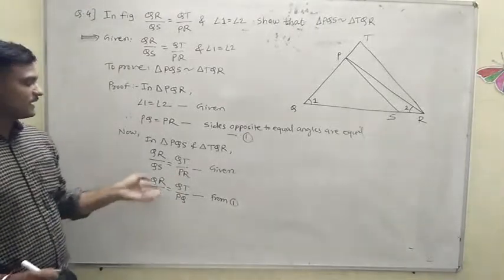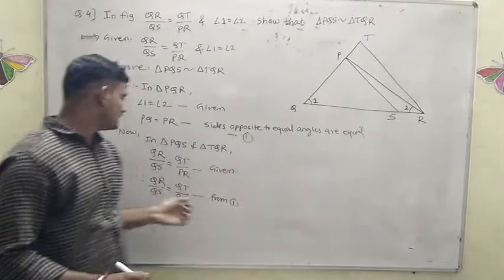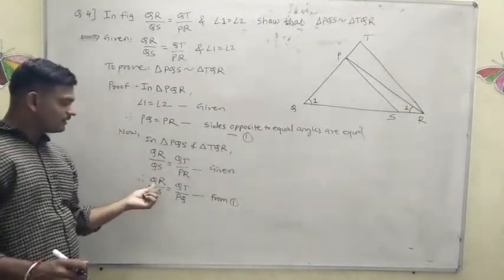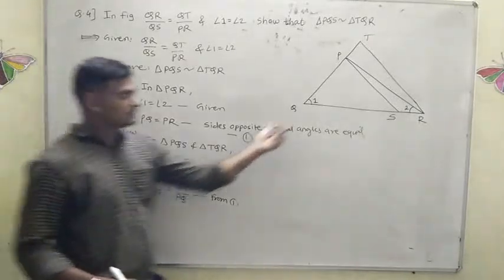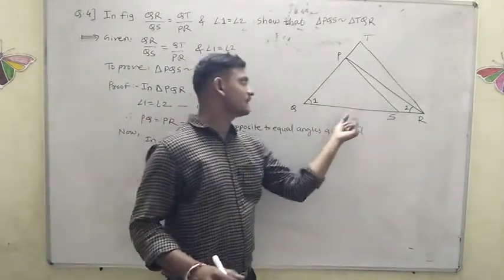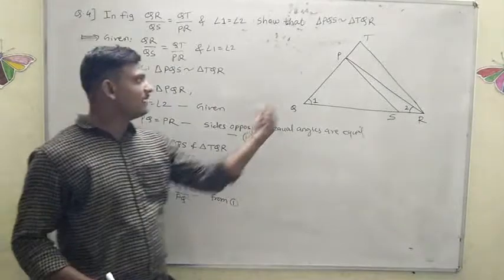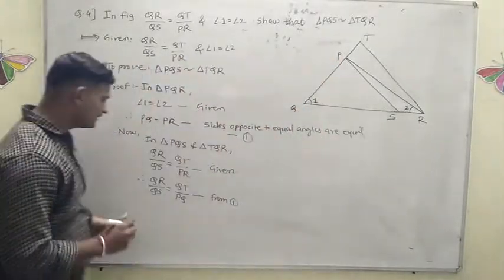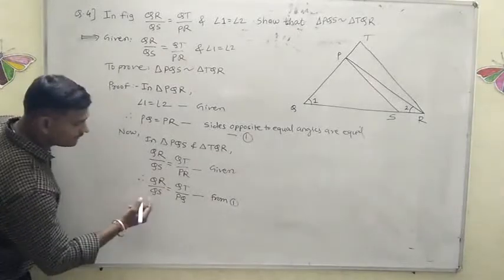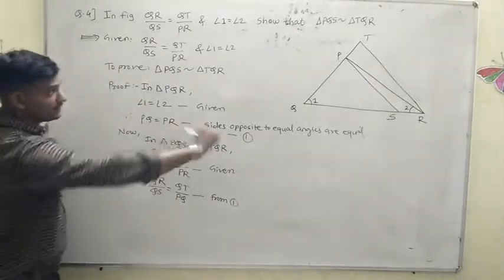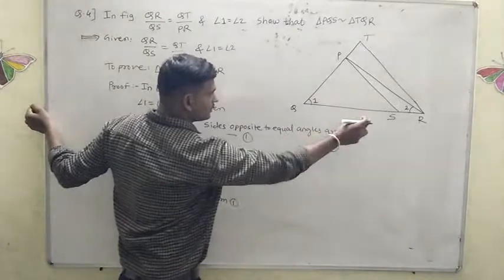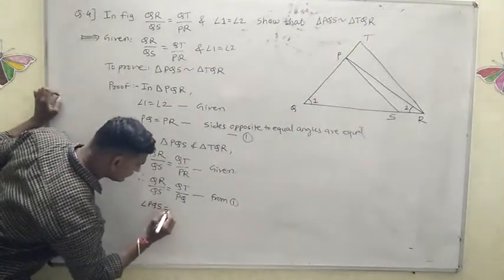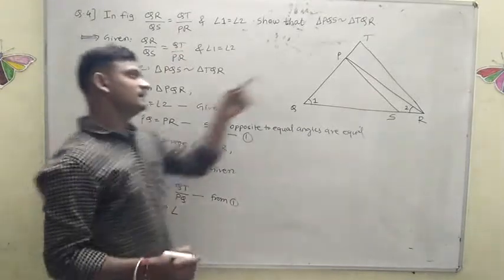Now see here, in these two triangles, triangle PQS and triangle TQR, we got QR divided by QS, and QT divided by PQ. And again one more angle is equal here. We have to check here. Angle PQS is equal to angle TQR.